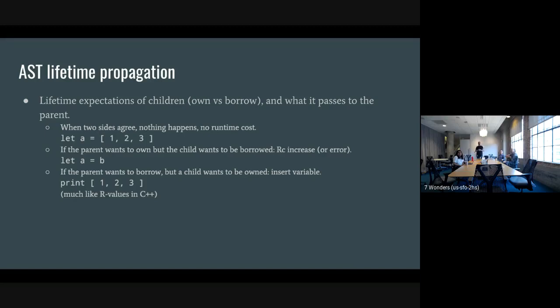And the opposite situation is, of course, if the parent wants to borrow, but the child wants to be owned. In this example here, most built-in functions like print or whatever, they don't need to hold on to the value. So they want to borrow whatever argument is being passed to them. And of course, the data structure requires that it's being owned because there is no other way. The solution here is to insert an anonymous variable, effectively very similar to how R values are being handled in C++. So there's an anonymous variable, then print will borrow that anonymous variable and is happy. And then at the end of the scope or whatever, that anonymous value gets cleaned up.